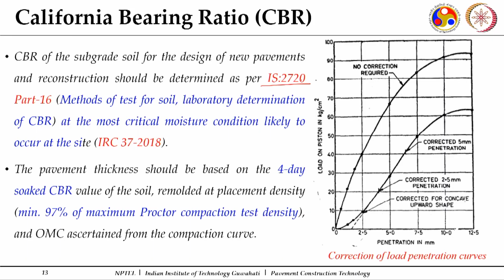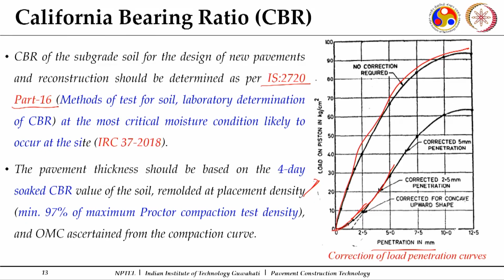Now, the detailed procedure of CBR, California Bearing Ratio determination, is given in IS 2720 Part 16. As I mentioned, this gives you a curve between load, in terms of pressure, and penetration. Initially, in some cases you may get the kind of curve shown here, but the one which is expected is to be in this particular form.